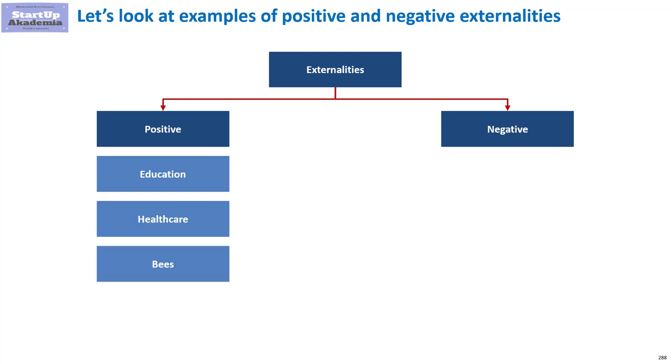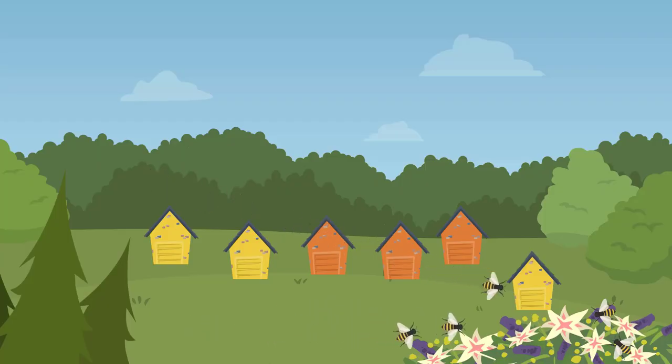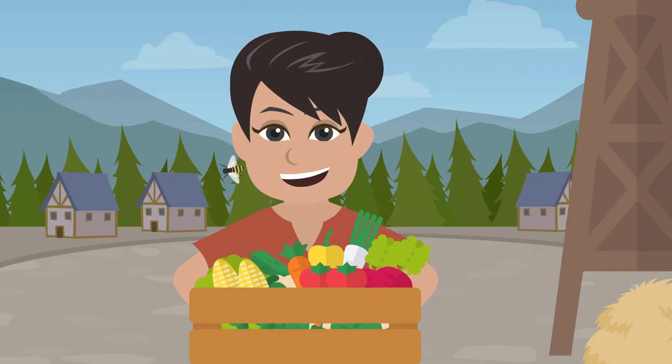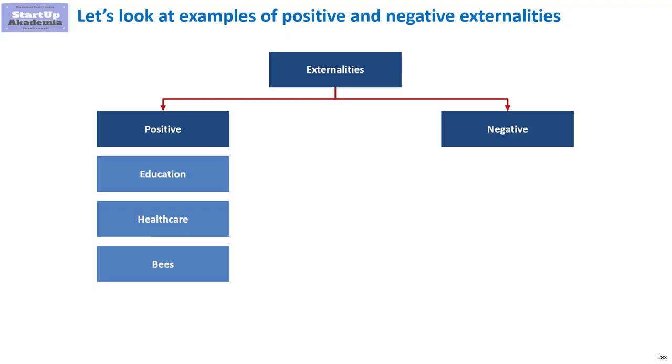Another interesting positive externality is connected with bees. Beekeepers use bees to produce honey. Bees, to do that, have to gather nectar from different flowers. Bees, by accident while gathering food, pollinate plants. This in turn increases the crops of farmers located near the bees' hives. That's why many farmers will hire beekeepers to place their hives next to their fields.